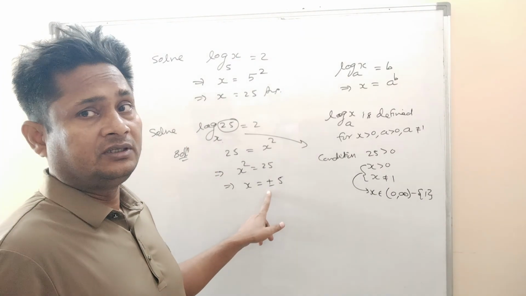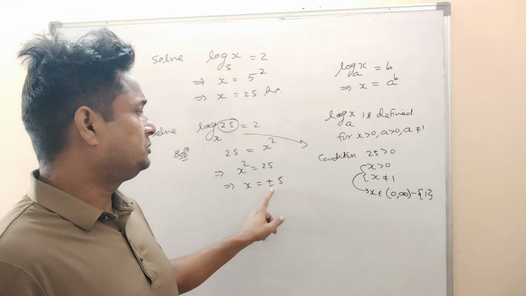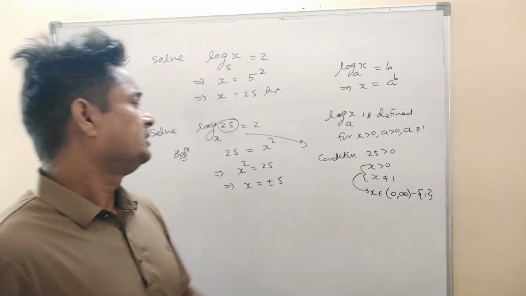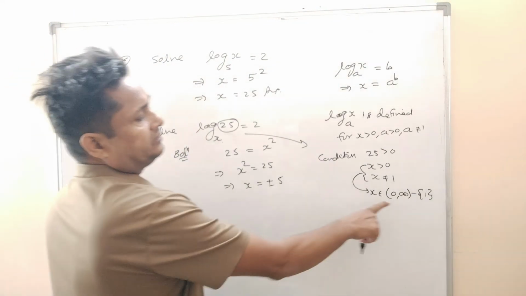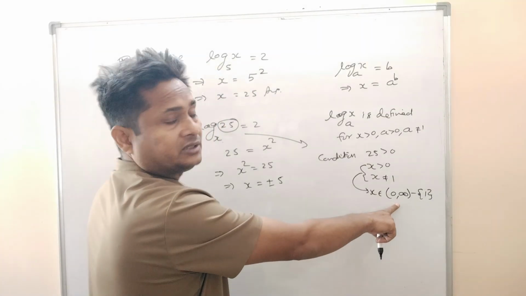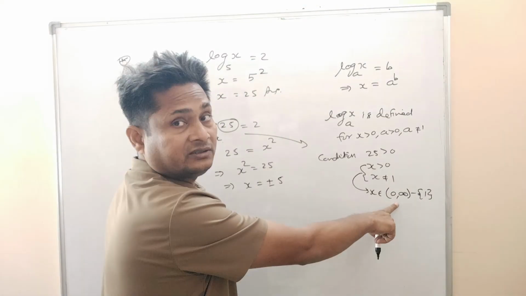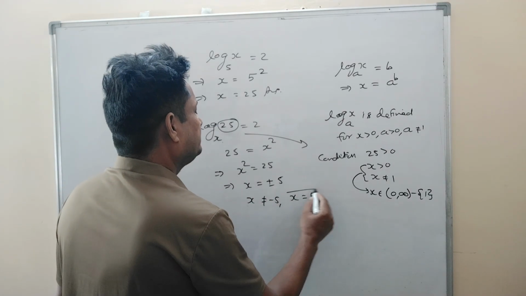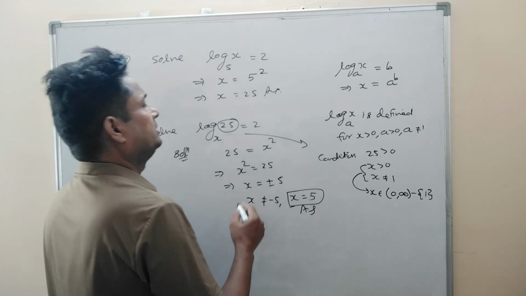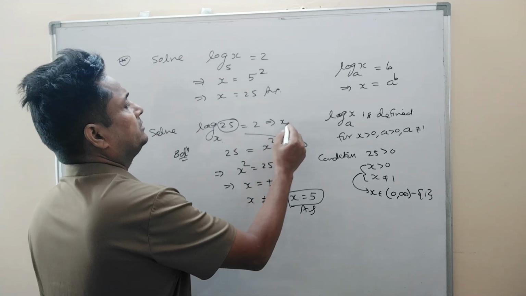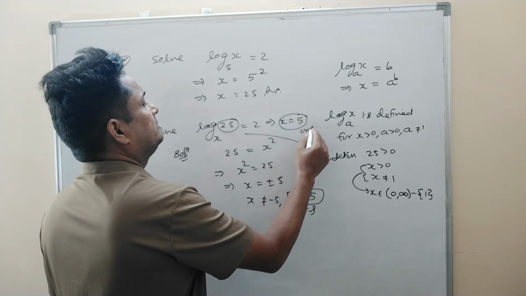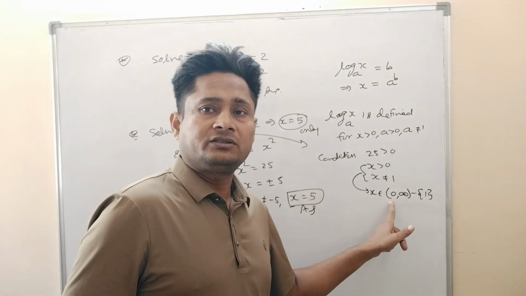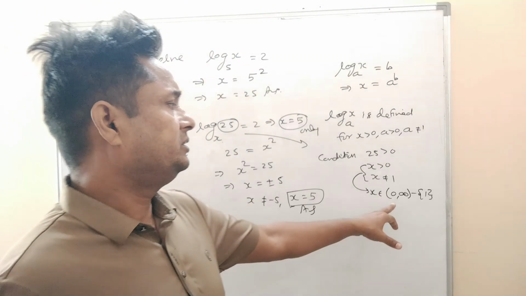And our answer is 5 and minus 5. So we have to check whether these two values are in this interval or not. So x equal to 5 lies in this interval, but x equal to minus 5 does not lie in this interval. So x is not equal to minus 5, only x equal to 5 is our answer. So the solution of this one is x equal to 5 only, not minus 5, because minus 5 does not lie in this domain, in this condition.